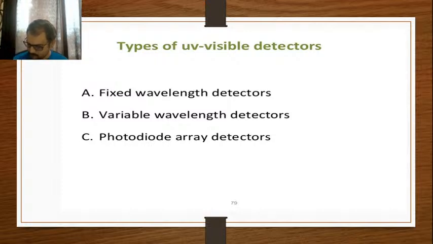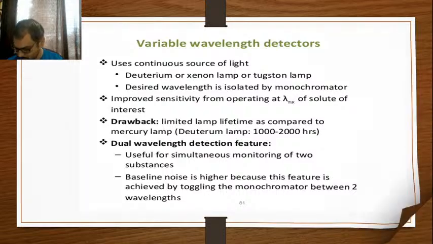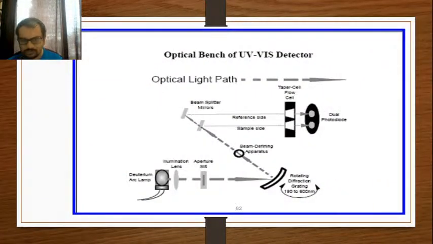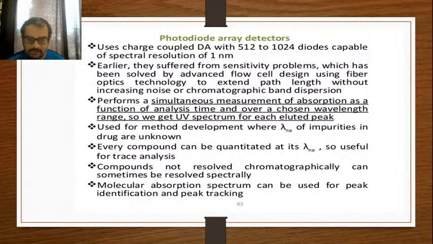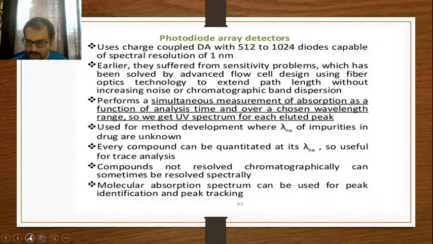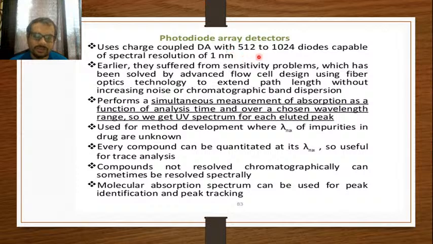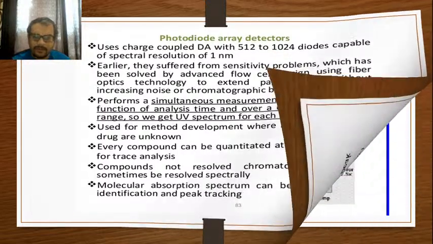It consists of 512 to 1024 diodes. Okay, remember this fact because these facts are there in GPAT. Yes, good, 512 to 1024.